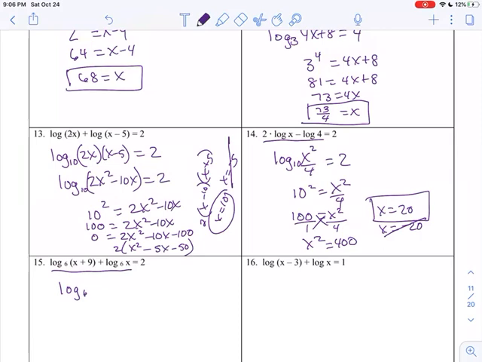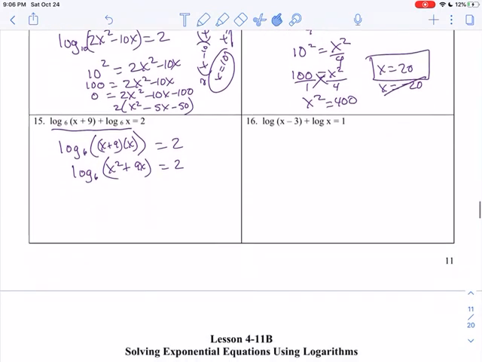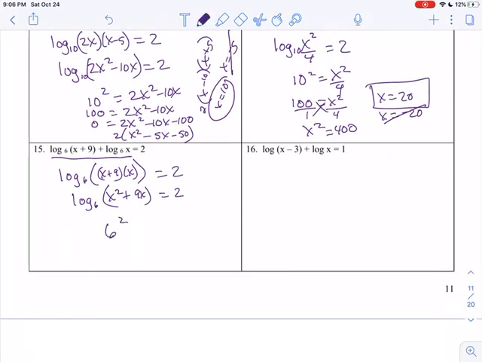All right. Again, I got two logs, so I'm going to have to simplify them, condense them. So log base 6, and this is addition. So when I condense them together, I will be multiplying them. So that's going to be x plus 9 times x. So that's really log base 6 of x squared plus 9x. And I'm going to put it back into exponential form now. So this is going to be 6 squared equals x squared plus 9x.